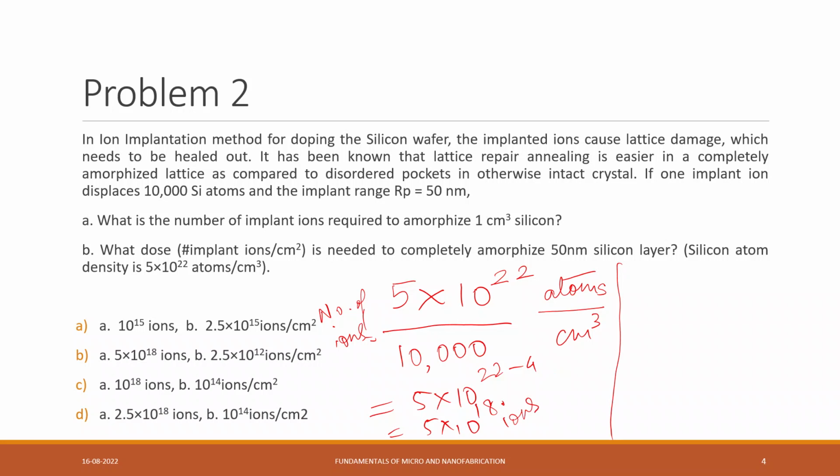So the second part is what dose is needed to completely amorphize a 50 nanometer silicon layer. Anybody got the answer? The answer is 2.5 into 10 to the power 12 per centimeter square.